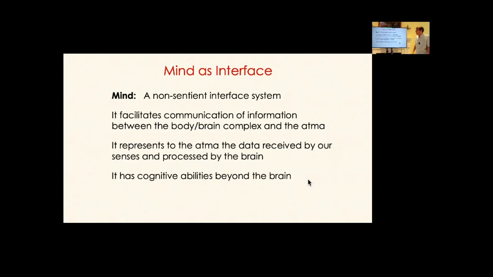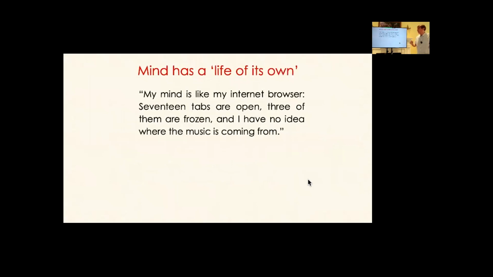It facilitates communication of information between the body-brain complex, i.e. body-brain as a whole, and the Atma. And I haven't mentioned the Atma yet, but the conscious being. It represents to the Atma the data received by our senses and processed by the brain. So it's representing the data of the world to us. And that's what that cockpit analogy was trying to say, that what we're experiencing is a representation of the world by our mind, not the world itself. It's obviously related to the world itself. It's obviously related well enough that I think my glasses are here, I can pick them up. So we've got some good relation going. And the mind has cognitive abilities beyond the brain, and we'll prove that in a minute.